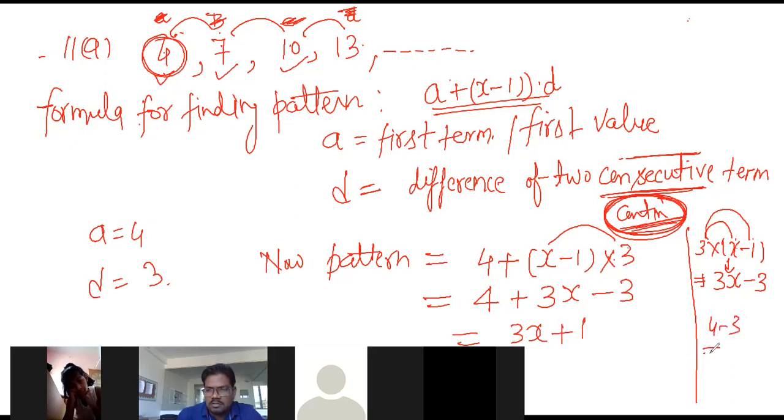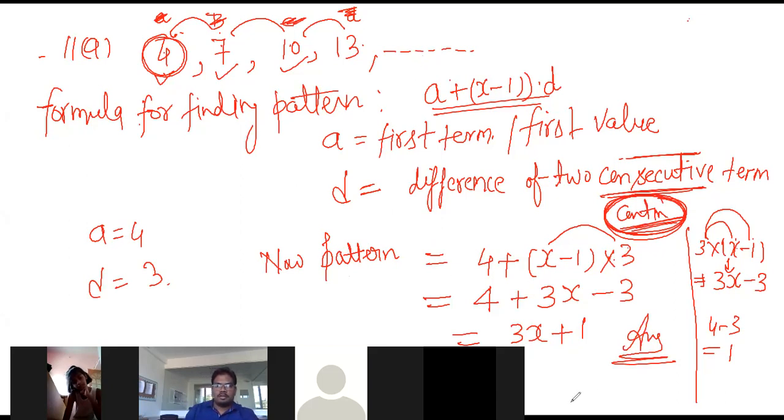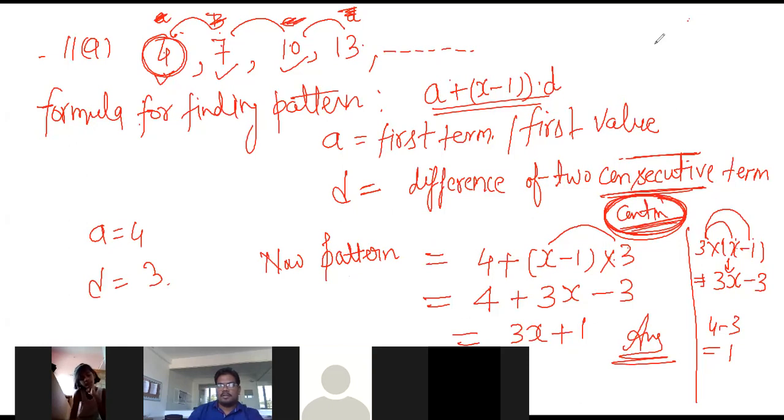Sir, what is this? Which one? Where? The pattern, beta. Now okay, now the pattern. Yes, sir. The pattern will be this way: 3x plus 1. This is your answer. Take a screenshot fast. This one you can erase.